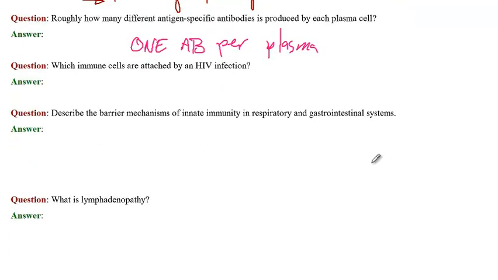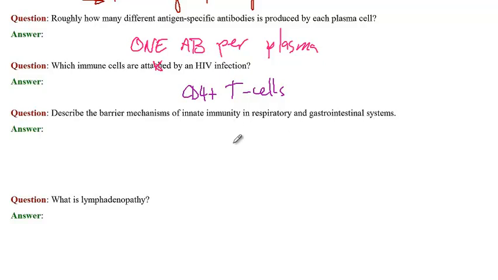Which immune cells are attacked, here's a typing mistake, are attacked by an HIV infection? And the answer is CD4 positive T cells. These are the cells that are being attacked by HIV virus, as a consequence of which now there won't be any more adaptive immunity.